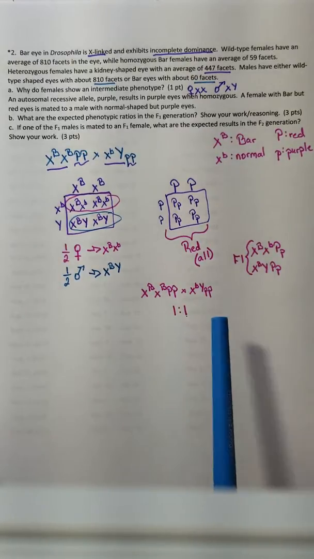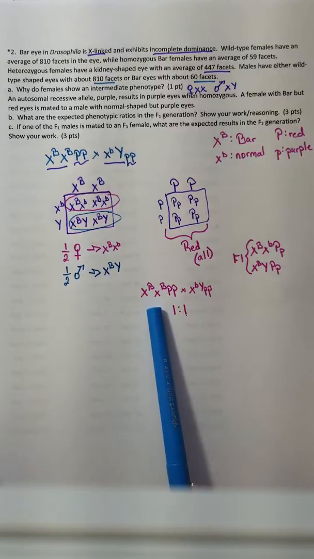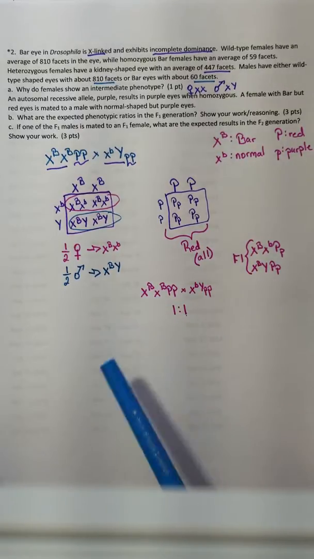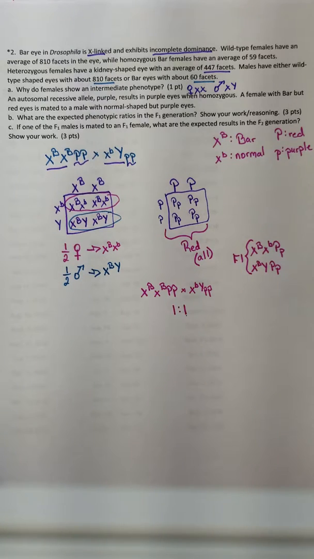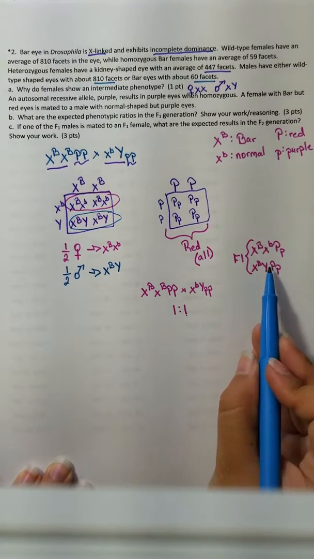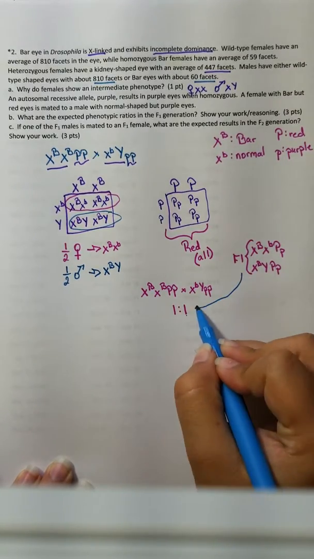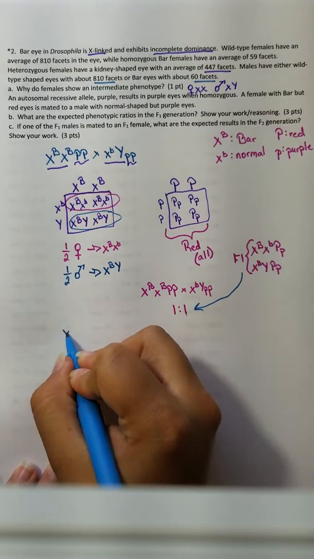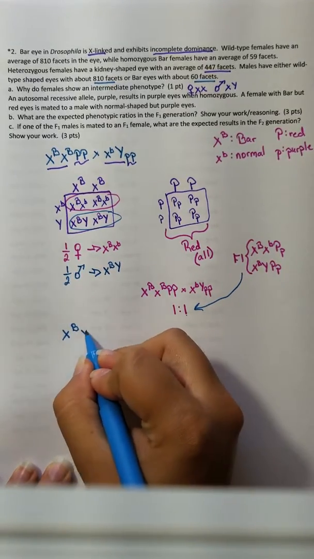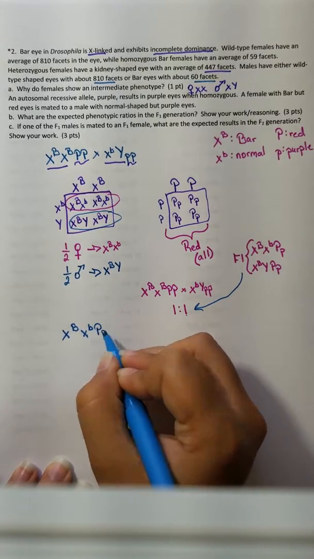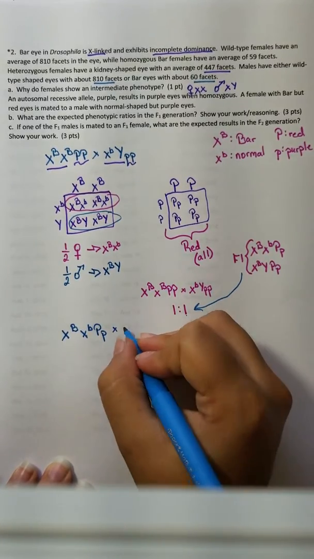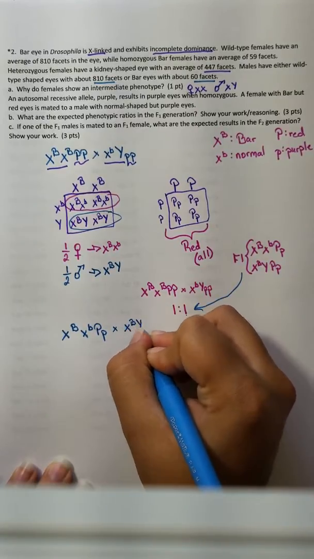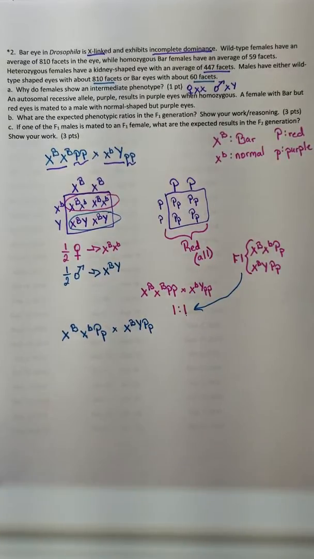If one of the F1 males is mated to one of the F1 females, what are the expected results in the F2 generation? Okay, so now we're just going to go ahead and do the same thing that we did before. So we're going to have one of our males from the F1 and one of our females. So our female is going to be heterozygous for both traits, and then our male is going to be bar-eyed and red, heterozygous. Okay, so let's go ahead and do the cross for the eye shape.